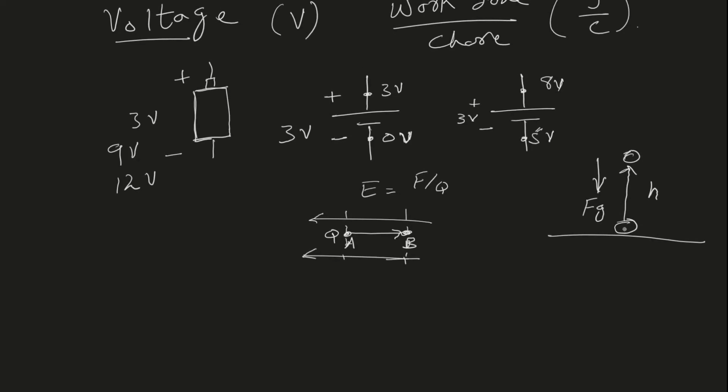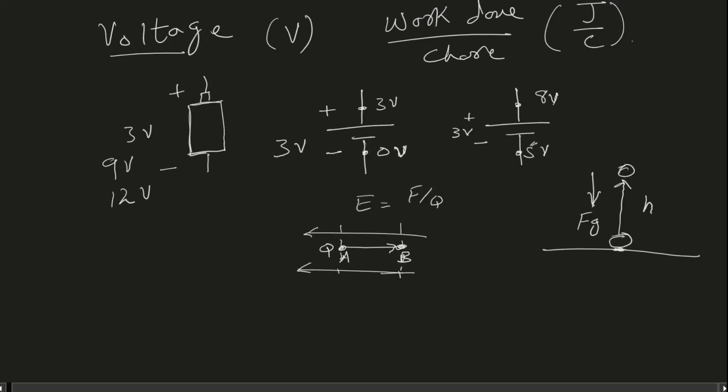And in this case, the reference point is the ground. So we assume that at ground, the potential energy is 0. Therefore, from that point, we can find the potential energy at any other point above the surface of the ground. Now, at this point, we will not go into more details of the electric field because it will need some more introduction and lengthy discussion.